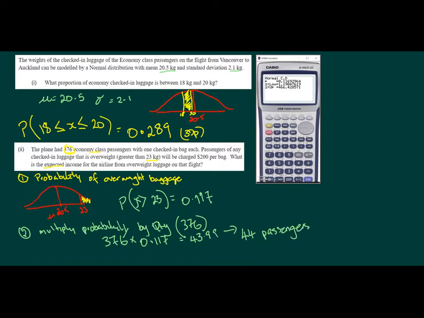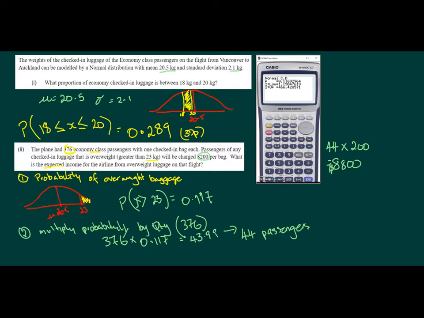Okay, but you haven't quite finished yet. Now we're told they will be charged $200 per bag. So 44 passengers, each having to pay $200 per bag because they're overweight, equals $8,800. And that's how much the airline is going to make, or that's the expected amount for the airline from overweight luggage on that flight.